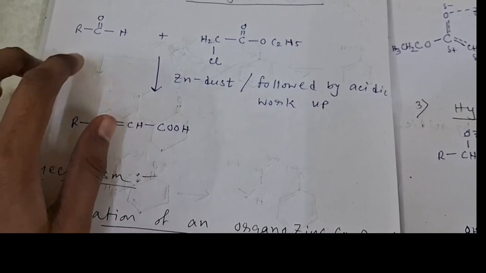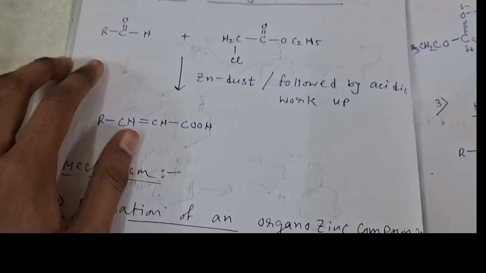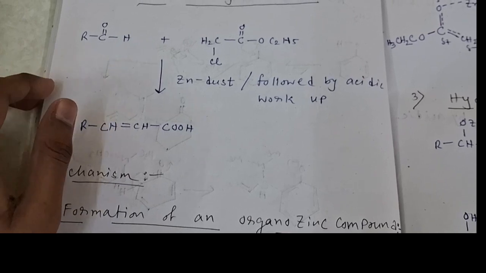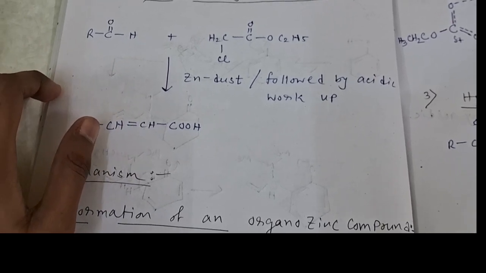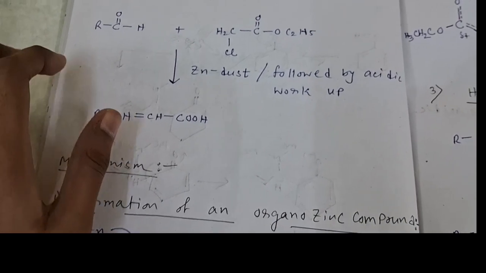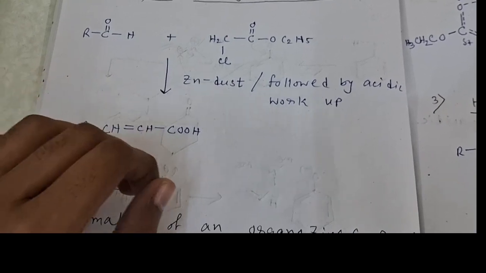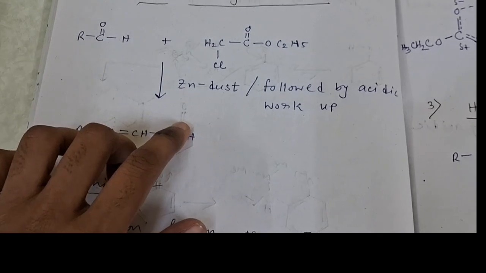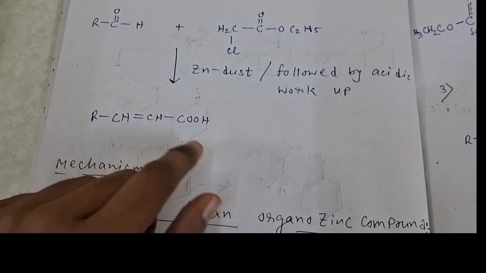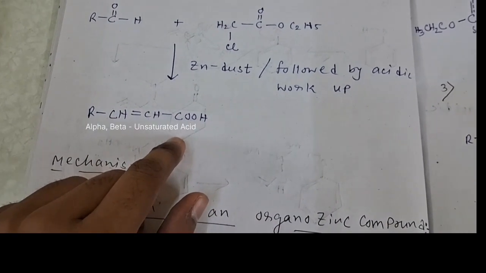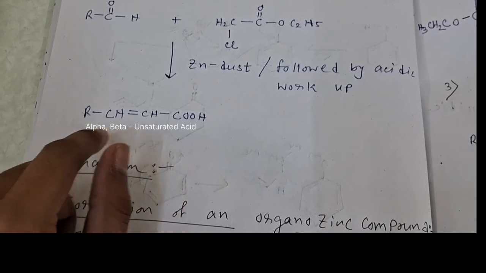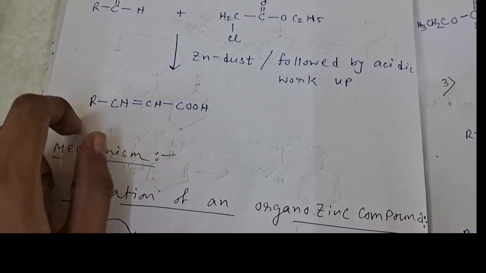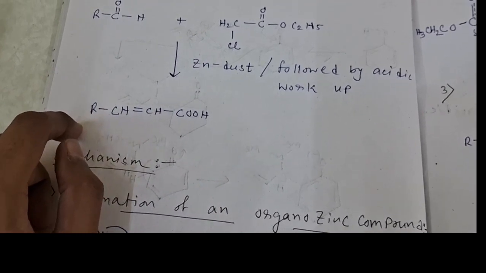Here you can also use ketone in place of aldehyde. I have considered aldehyde in this case, but you can also use ketone in place of aldehyde. Okay, so there is no restriction for this. And zinc dust is needed, followed by acidic workup. So finally we can obtain alpha beta unsaturated acid. You can see this is an alpha beta unsaturated acid. Here R can be alkyl or aryl group, anything.